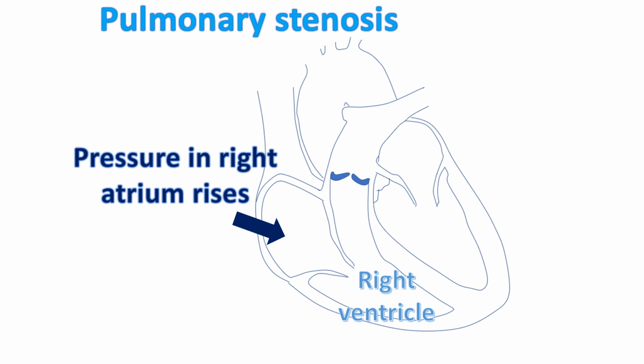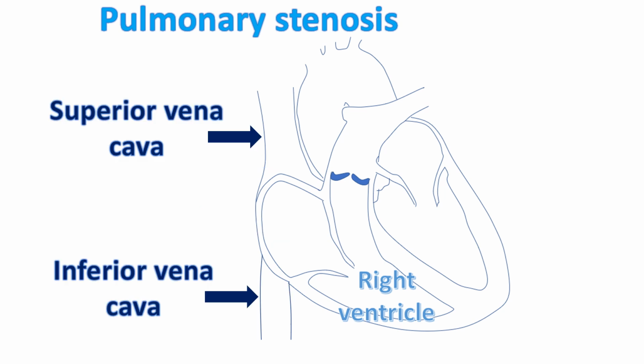Decrease in right ventricular compliance increases right atrial pressure. This will be more when right ventricle fails ultimately. Forceful right atrial contraction produces a prominent A wave in the jugular venous pulse. Right atrium enlarges due to the overload. Increase in right atrial pressure is transmitted to the superior and inferior vena cava as well.